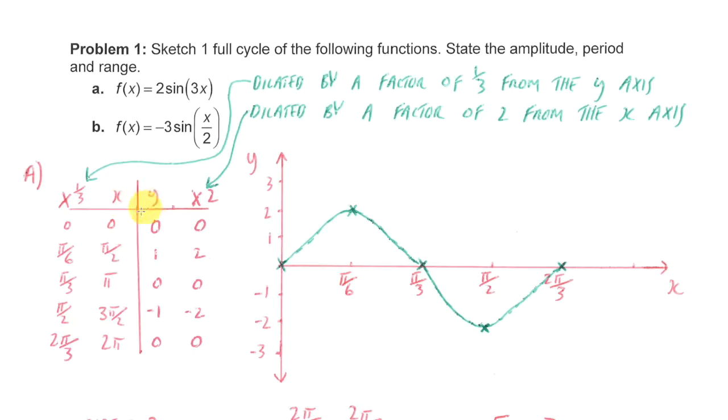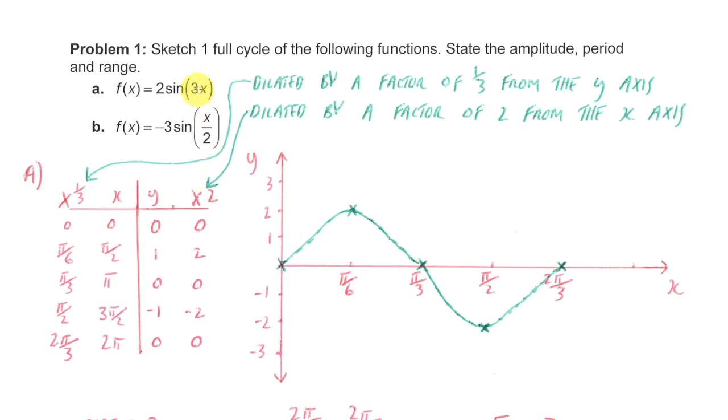So for a sine graph, we start at (0, 0), then (pi/2, 1), (pi, 0), (3pi/2, -1), (2pi, 0). We always do it that way. They are the critical values for a sine graph. Now, we've got a 2 out the front. That means that every y value has been multiplied by 2. So 0 times 2, 1 times 2, 0 times 2, negative 1 times 2, and so on. And we get those values.